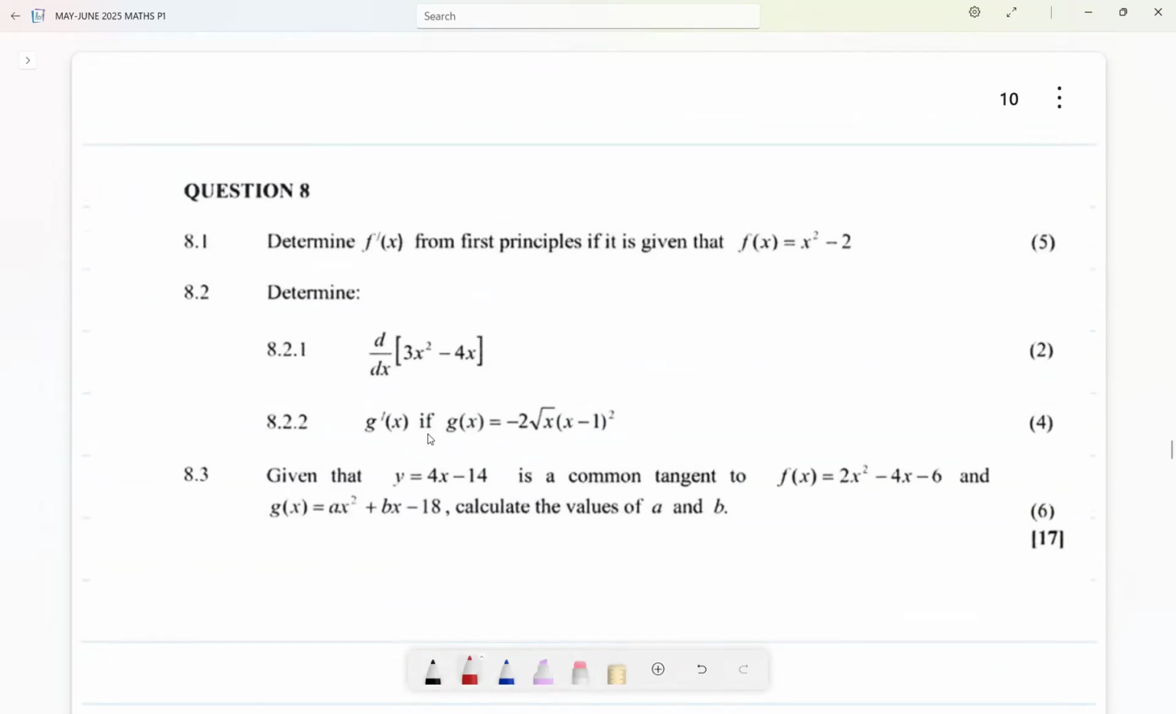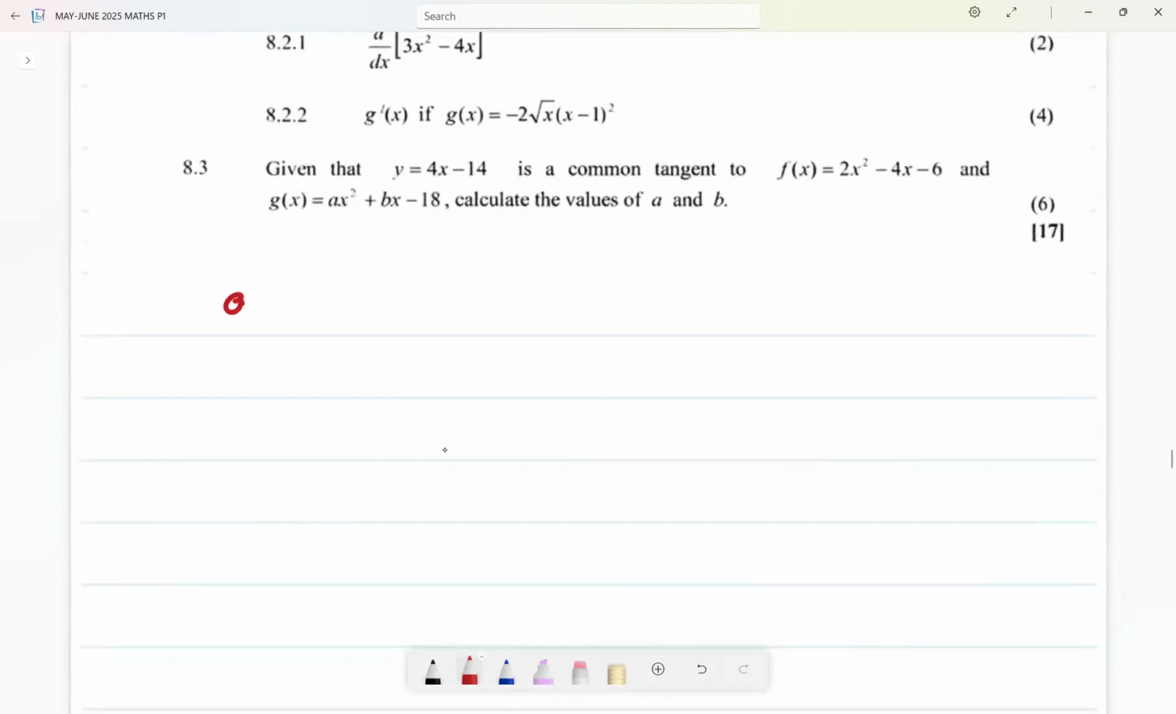Now I have this one, d/dx of 3x squared minus 4x. This is the easiest. Can I now derive this? It is fine to be derived. Therefore, I just drop d/dx. So the answer is going to be 2 multiplied by 3, it is 6x. Then 2 minus 1, it is 1. So it's 6x minus 4. And then this one is easy, guys. I'm interested in this one.